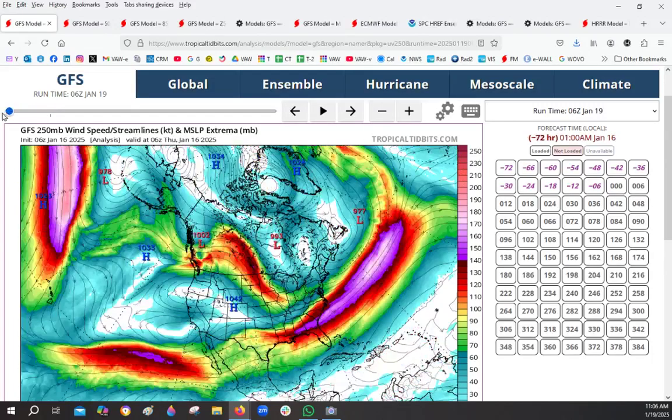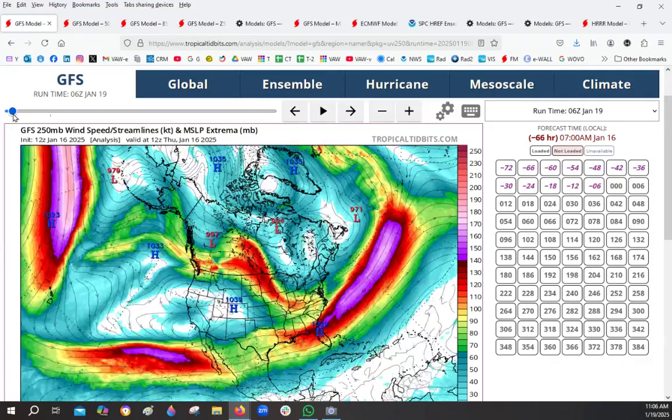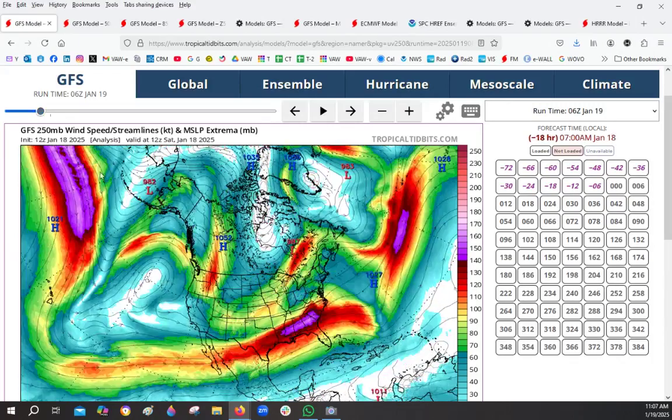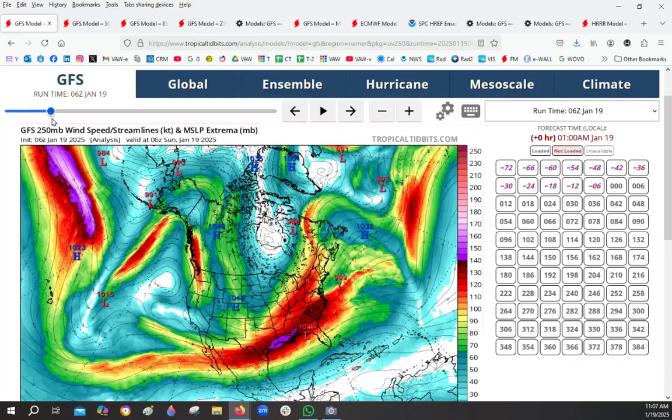So right now we're going to go back in time a little bit, back to about Thursday, just to see how this starts setting up. What I want you to do is look way up in Canada, Alaska, Western Canada, the Yukon, and then watch this ridge build in. A ridge goes like this. It builds in like this. So watch that build in.